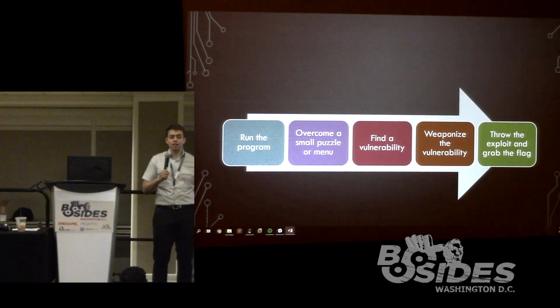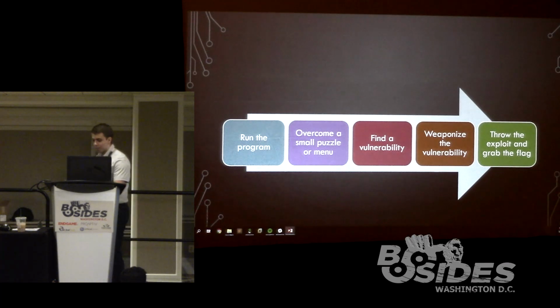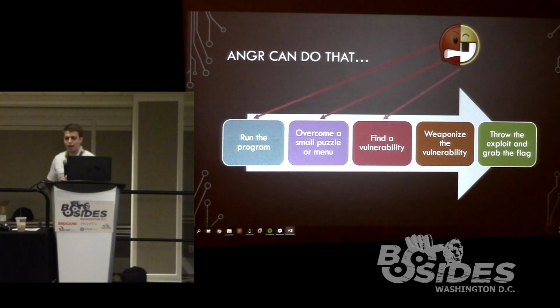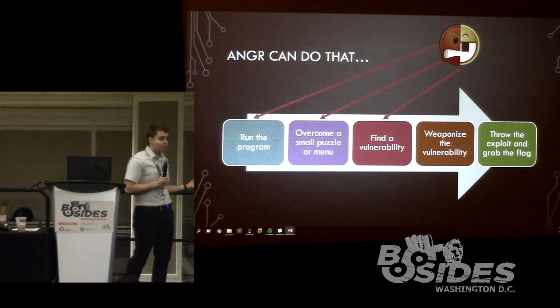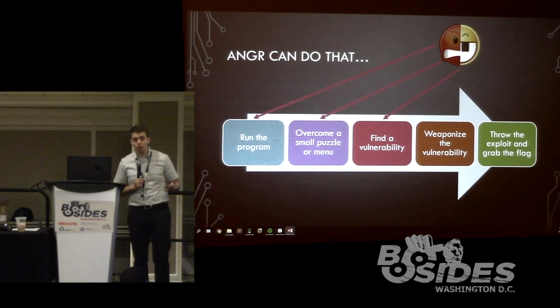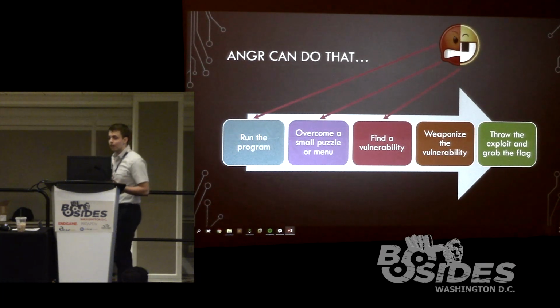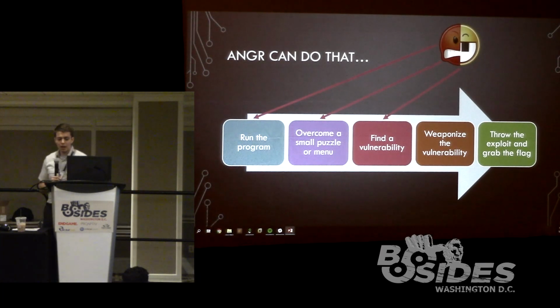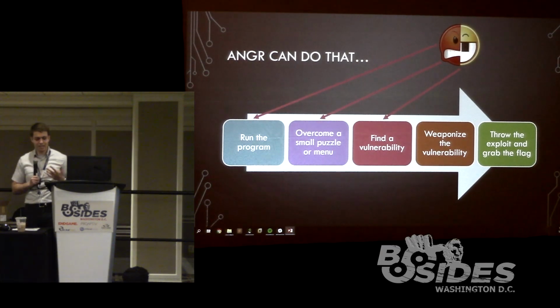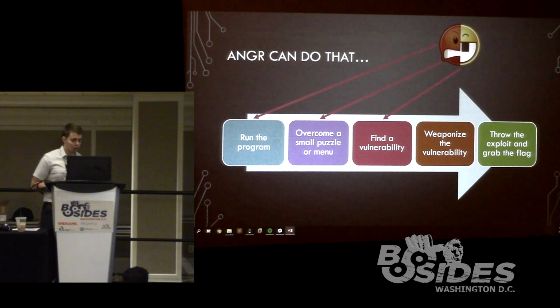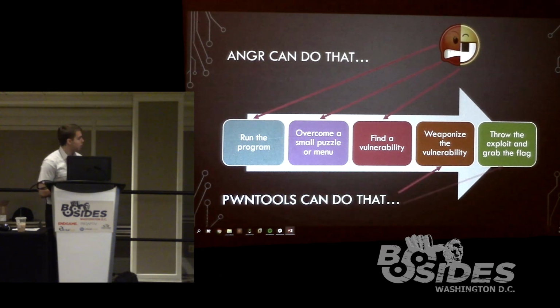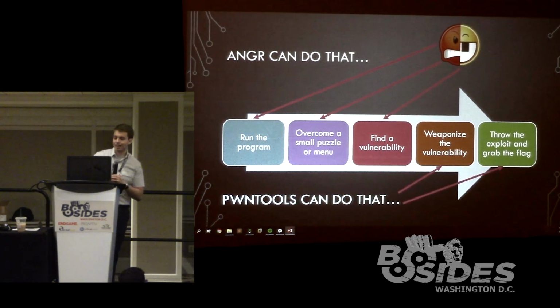Well, conveniently, we've got a couple tools that can help us with that. angr can run the program wherever. The symbolic execution stuff that was tracing a program for us can help us overcome that puzzle. And it can also, to some extent, help us find a vulnerability. So all that we're left with now is weaponizing the vulnerability and throwing it. So if we had some sort of framework that made it easy to run these things or build format string payloads, I guess we'd be in luck. Look at that.